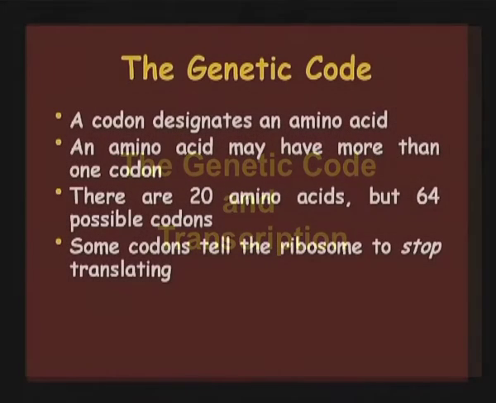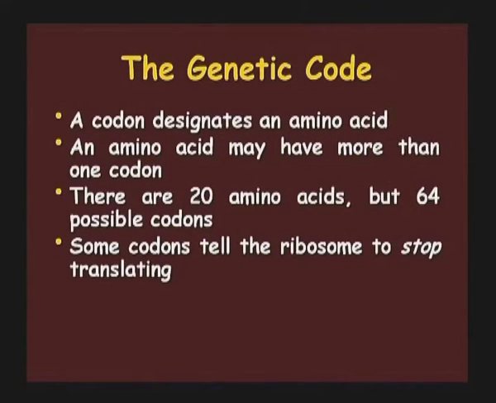The genetic code can be defined. A codon designates an amino acid. An amino acid may have more than one codon. There are 20 amino acids but 64 possible codons. Some codons tell the ribosome to stop translating.